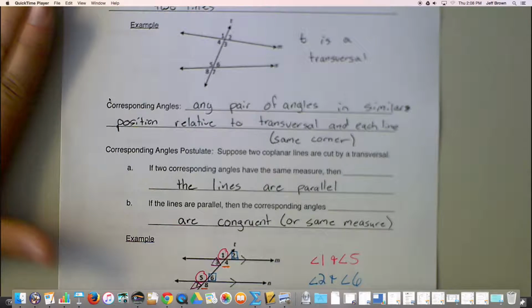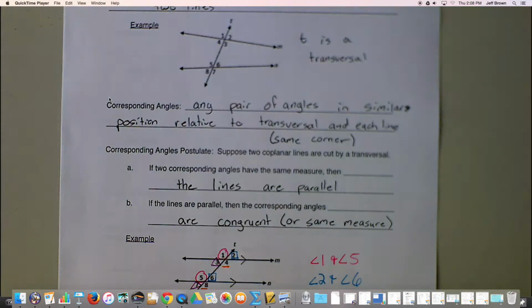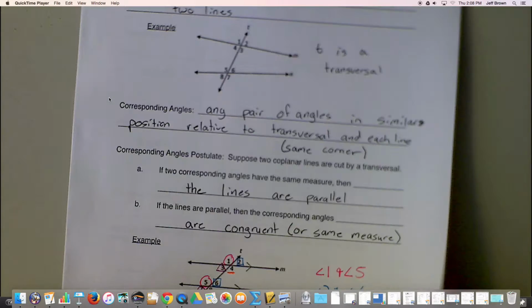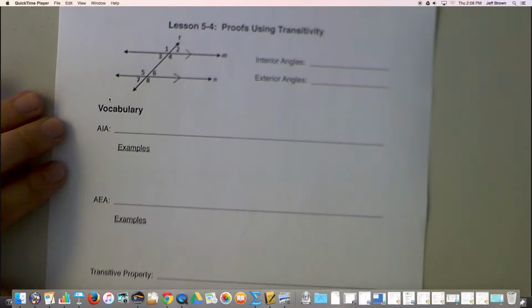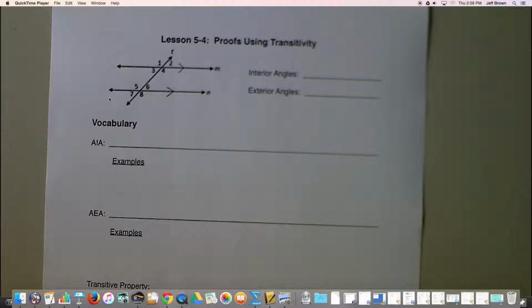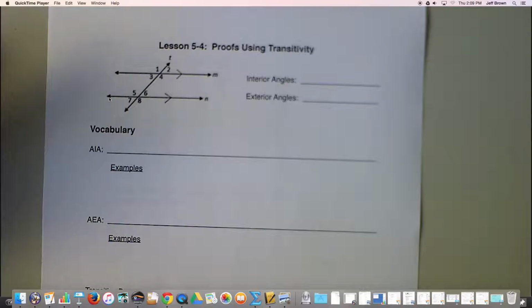Alright, so that is it for our first page here. We talked about parallel lines, and we now have a transversal and corresponding angles. So let's flip over to the next page. This page is going to get more into our parallel lines and what it really tells us when we have a parallel line cut by a transversal. In this section, we're now into the lesson 5.4 part of our day.